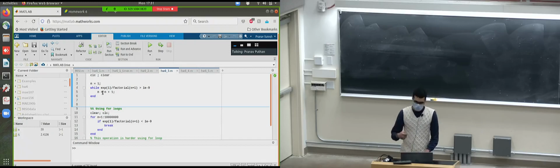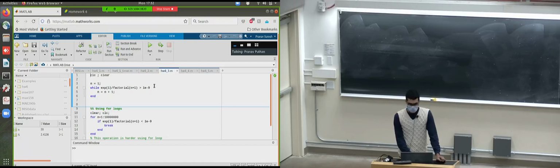Once n is 2, it goes back, and the next time it checks, it will be e divided by 2 plus 1 factorial. That is e divided by 3 factorial, which is e divided by 6, right? That is slightly smaller than 1, and that is still greater than 10 to the power minus 9. And this operation keeps on happening until at some value of n this statement is no longer valid.